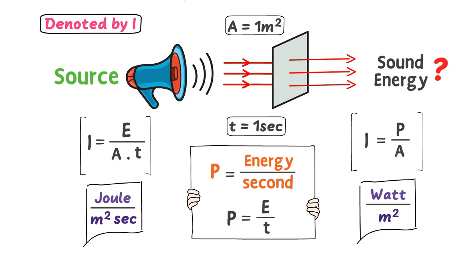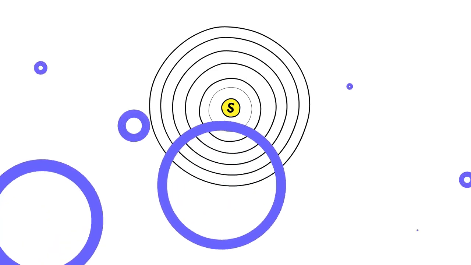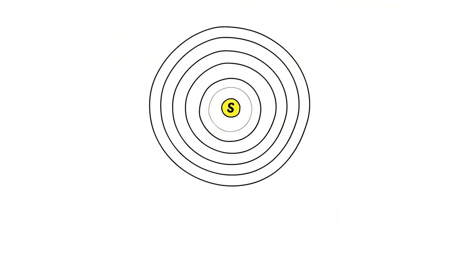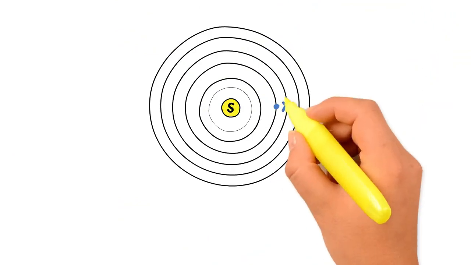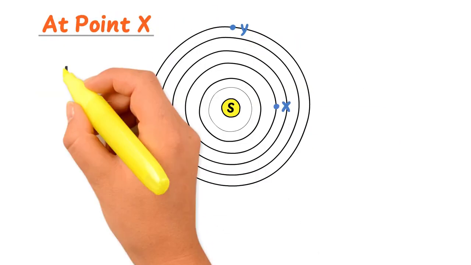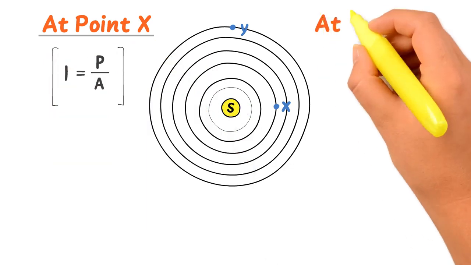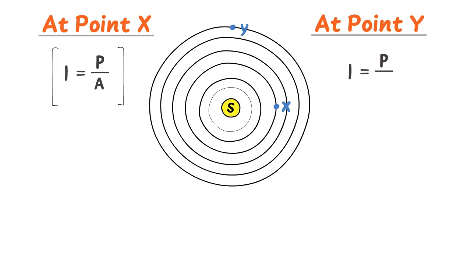Now, understanding sound intensity at different points from a source. Let's consider a point source S that produces sound. We know that sound waves or sound energy spread in a spherical way in all directions as they move away from the point source. Now, I am interested in finding the sound intensity at point X and at point Y. Sound intensity at point X is I is equal to P upon A, and also sound intensity at point Y is I is equal to P upon A.